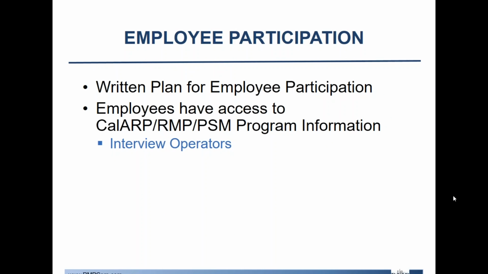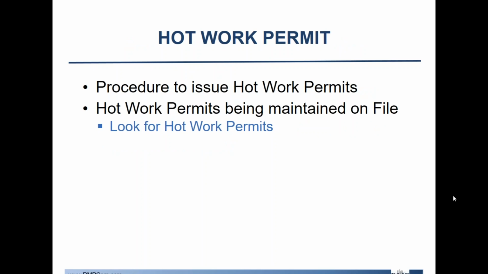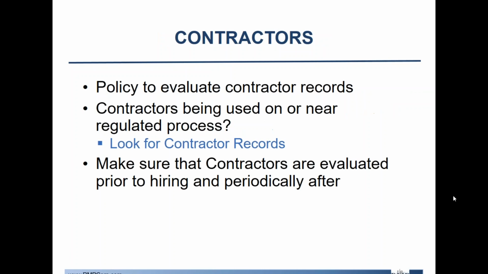Next section is employee participation. There should be a written plan for employee participation. Employees should also have access to the CalARP PSM RMP program information. To verify this, you can interview operators. Hot work permit. Ensure that there's a procedure for hot work permits. Make sure that the hot work permits are being maintained on file, and you can just verify that they're there and do a quick check on that.